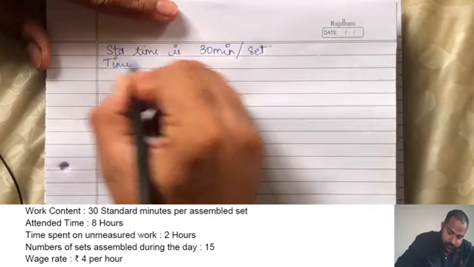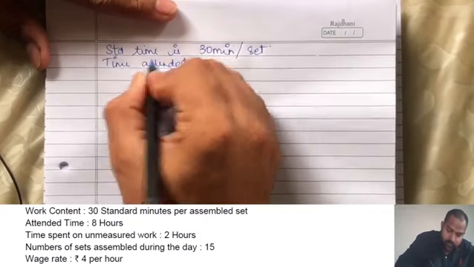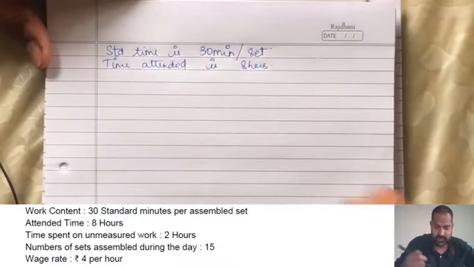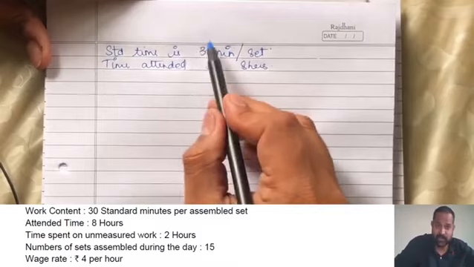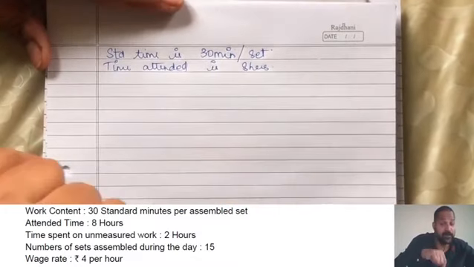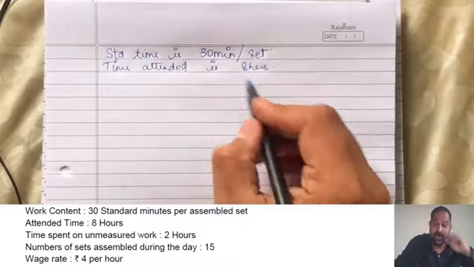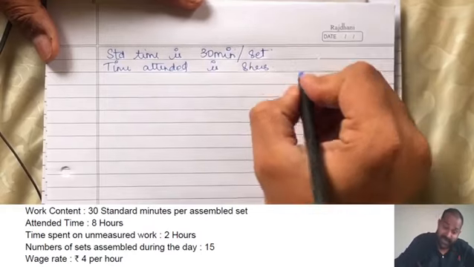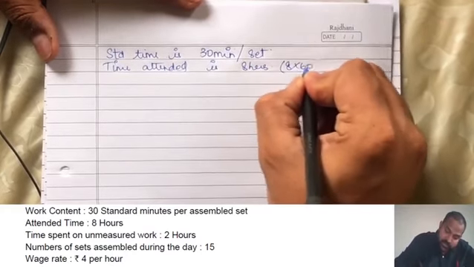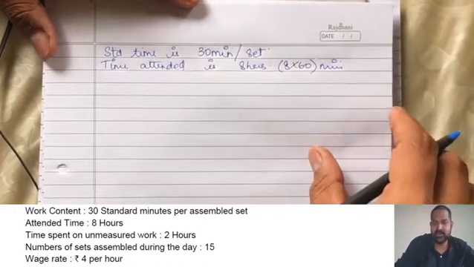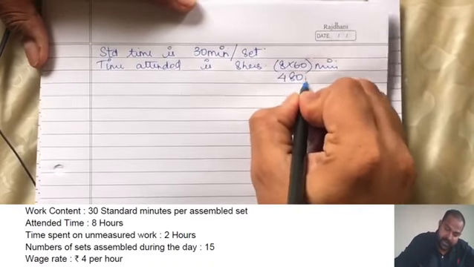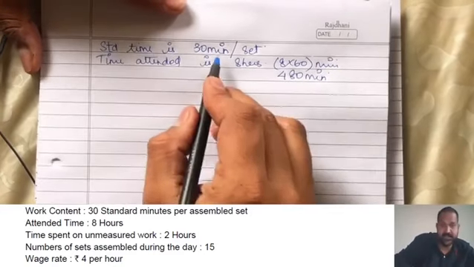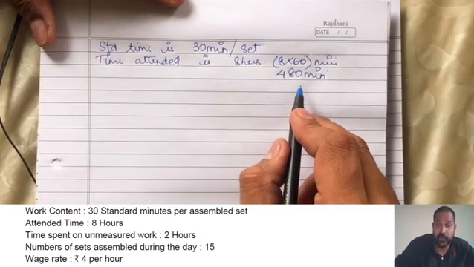Time attended is 8 hours. So you have two choices: either convert this minute to hours or convert this hour to minutes. The previous question I had converted this to hours. Let me do this reverse. Let me convert this to minutes. Time attended is 8 hours, which is nothing else but 8 into 60 minutes. 8 sixes are 480 minutes. So the standard time is 30 minutes and the time given to you is 480 minutes.